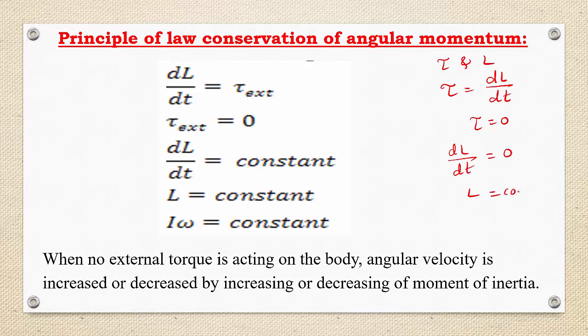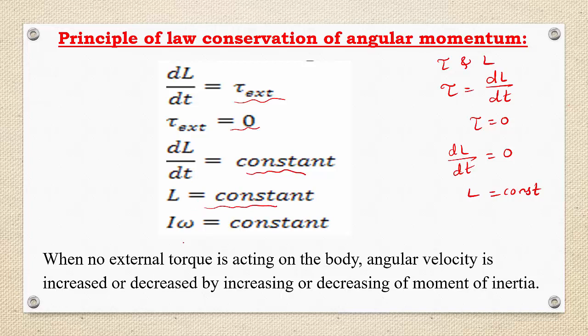Then angular momentum remains constant. The same concept we are using here: dL by dt equals external torque. If the external torque applied on a body is 0, if you are not going to apply any torque, then the change in angular momentum is zero. L remains constant, angular momentum remains constant.